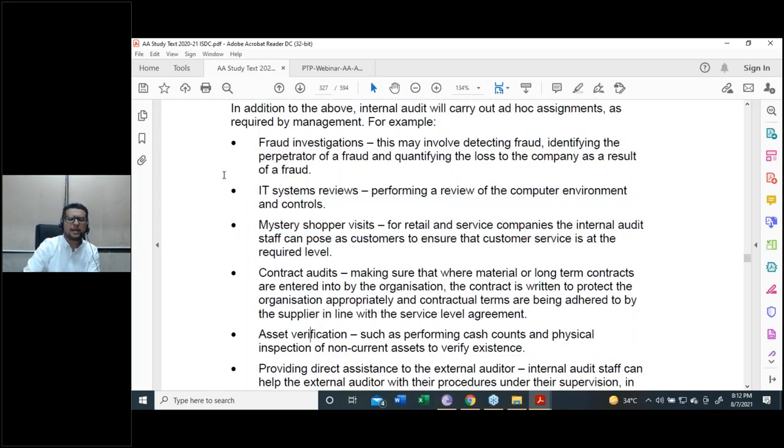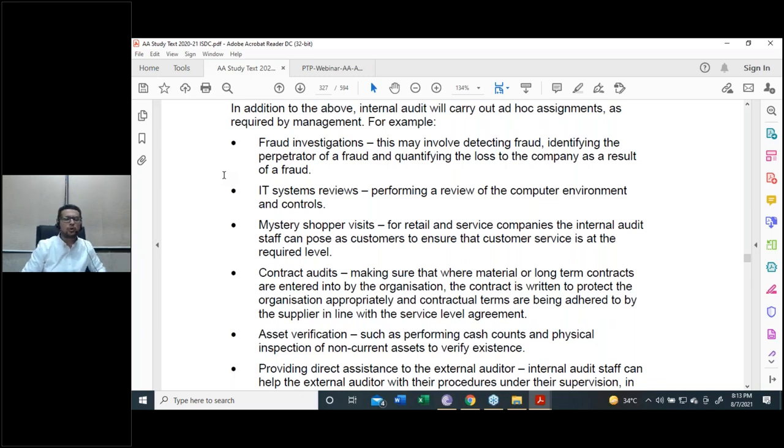Let me explain a bit one by one. What does fraud investigation mean? If there is an actual or a potential fraud, the audit committee could ask the internal auditors to investigate and quantify the fraud. Try to figure out who's the fraudster. IT system review, you have to make sure that the IT systems are effective and efficient. There are no loopholes in the system.